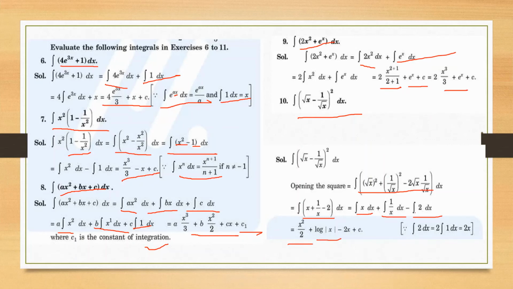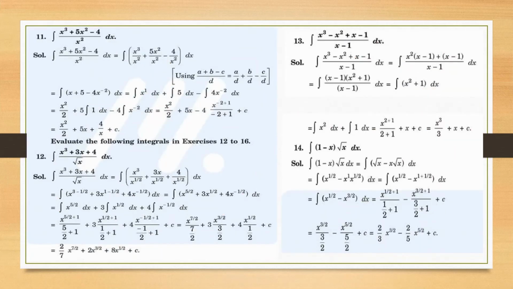Next, it is a rational function, (x cube plus 5x square minus 4) upon x square, right? We are not thinking about the quotient rule; it is not like a derivative. So again break the numerator and separate the terms. It is x cube upon x square plus 5x square upon x square minus 4 upon x square. So what do you get? You get x plus 5 minus 4x raised to power minus 2.